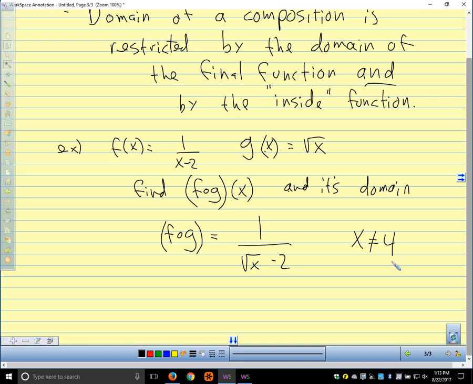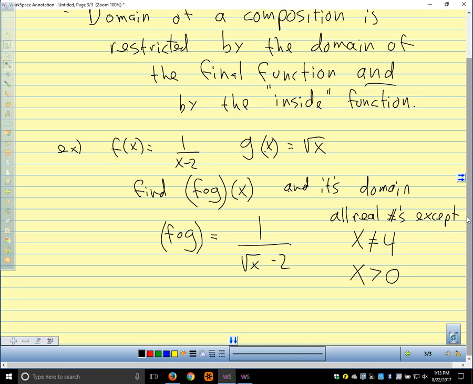But when we plug in x into our function, we're plugging it into g first. So we have to pay attention to the domain restrictions of g. So what do we have to restrict from the domain of that? Negative numbers. So we're going to have to say x greater than 0. So these are our restrictions. So our domain would be all real numbers except x not equal to 4 and x greater than 0.